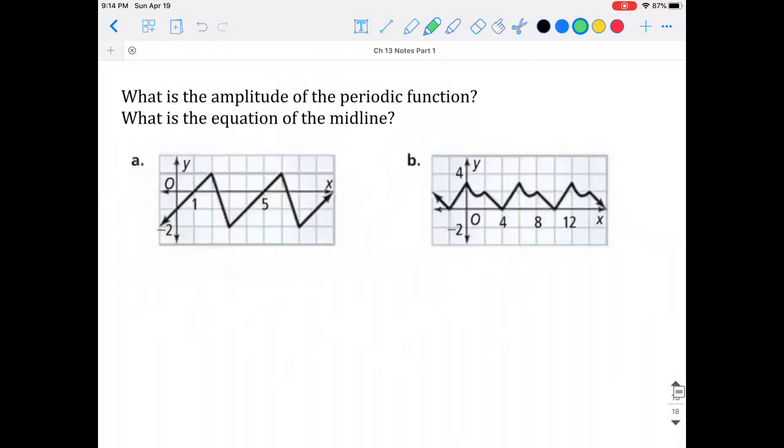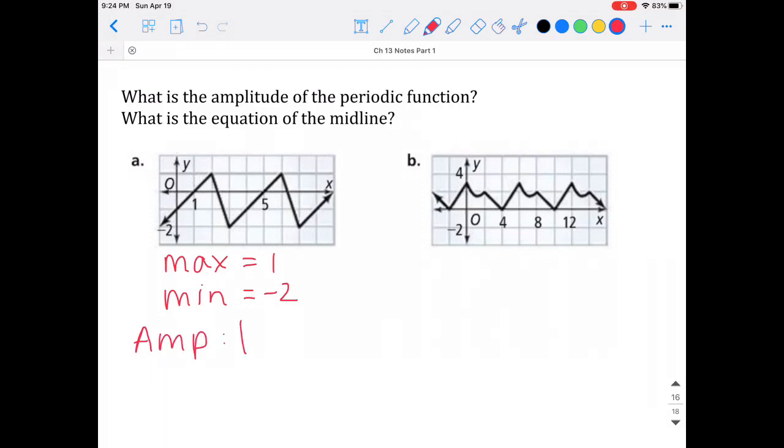Our next example, what is the amplitude of each periodic function and what is the equation of the midline? So again, we need to start by finding our maximum and the minimum. The maximum of our first function is at positive 1 and the minimum is at negative 2. So to find the amplitude, we're going to do 1 minus negative 2, or 1 plus 2 over 2. 1 plus 2 is 3 over 2, which we can write as a decimal as 1.5. So the amplitude of this function is 1.5.